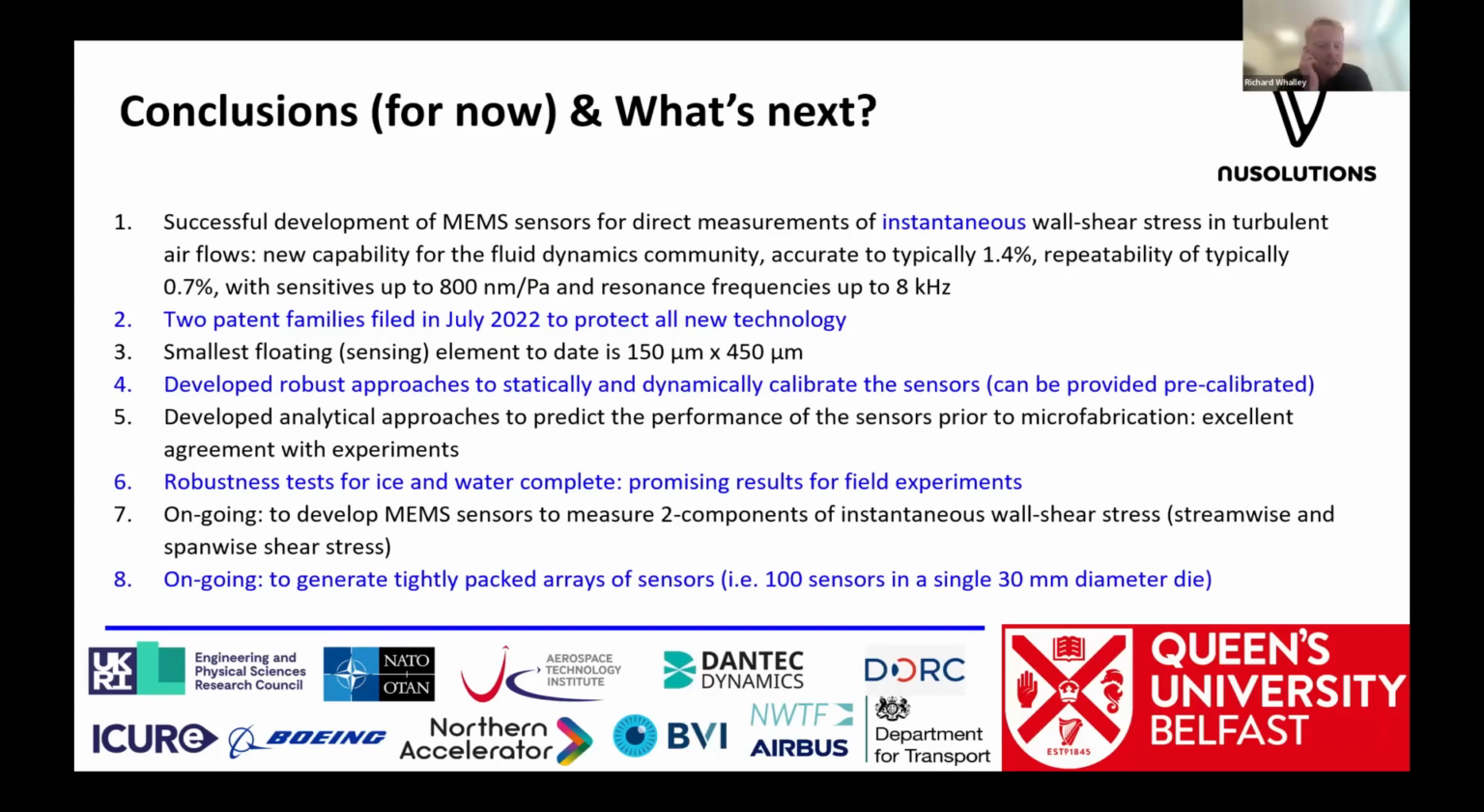So conclusions for now. Well, we successfully developed these MEMS sensors for direct measurements of instantaneous wall shear stress. So we've got a new capability for the fluid dynamics community. They're typically accurate to around that 1.4, 1.5% mark. Repeatability is around 0.7%. And we've got resonant frequencies up to around 8 kilohertz, but it depends on how you design the sensors. We've got patents now protecting these sensors back in 2022.